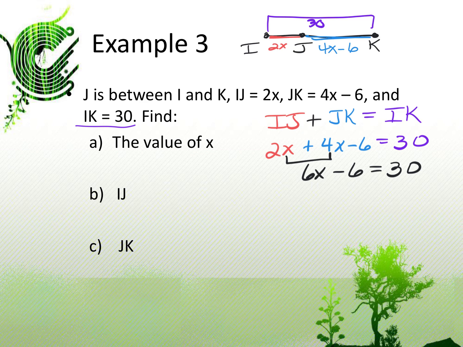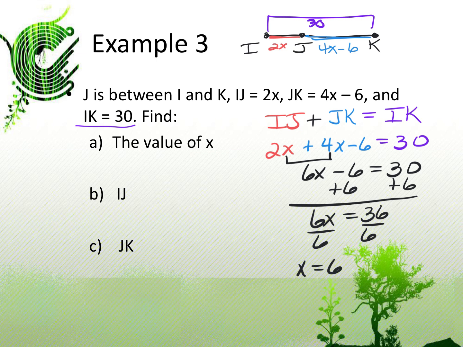And now I have a two-step equation. I need to add 6 first. 6x equals 36. Divide by 6. And x equals 6. And that was the first part of the question. Part B wants me to find the length of IJ. Well, I know at the beginning, they told me IJ is equal to 2x. So now I'm going to take what I just found x to be equal to, replace x with the 6, multiply 2 times 6, and the length of IJ is 12.